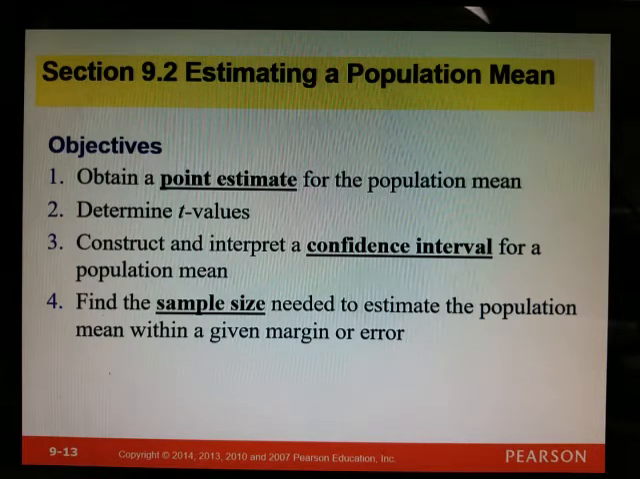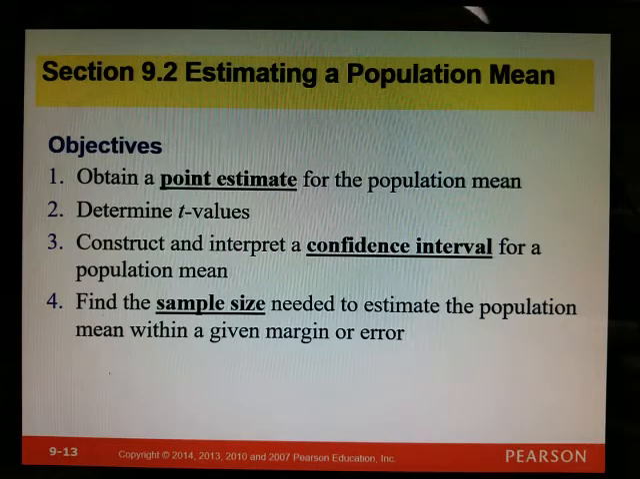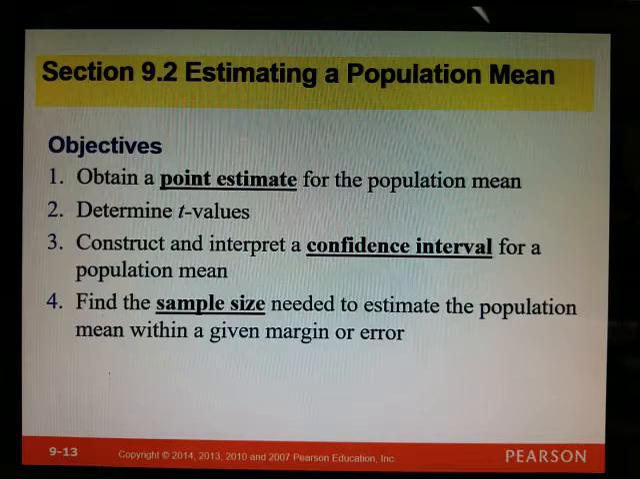When we did proportions, we got z-scores, but for means, we will be getting t-values instead of z-scores. So we'll be doing an inverse t on our calculator instead of an inverse norm. We will get those confidence intervals, and we will also be able to determine how large of a sample I need to have to be, say, 90% confident within 5 of the mean. That's just a rough example of that.